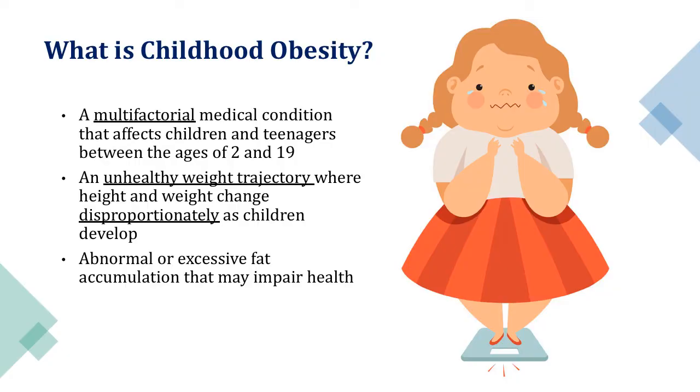So what is childhood obesity? Childhood obesity is defined as a multifactorial medical condition that affects children and teenagers between the ages of 2 and 19. It is an unhealthy weight trajectory where height and weight change disproportionately as children develop. This results in an abnormal accumulation of body fat that may negatively impair their health.